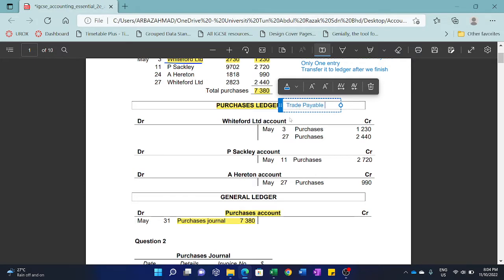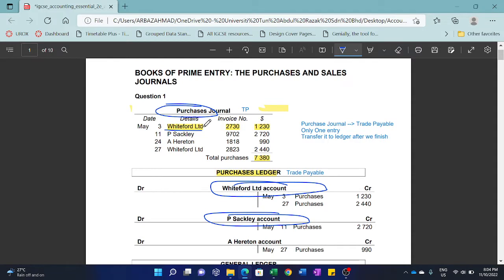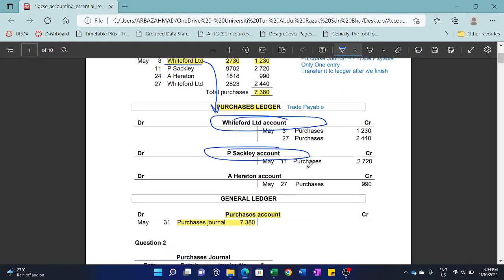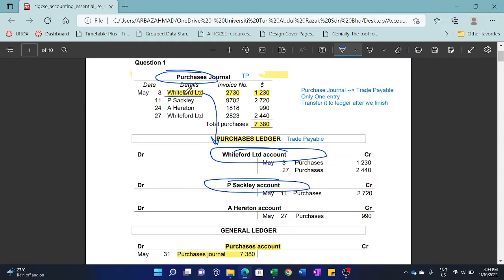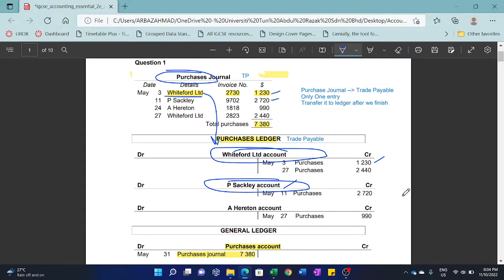So these are the accounts of individuals. If you see, these are the names of individuals. So how do we get these names? These names are from here. It's just a recap, so don't worry about it. You just have to see how much is the amount for, let's say, Whiteford. We have 1230, so you can have it here. And then we have Sackley, so we will open another account for Sackley and then transfer the amount here.